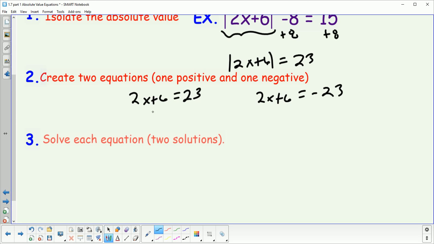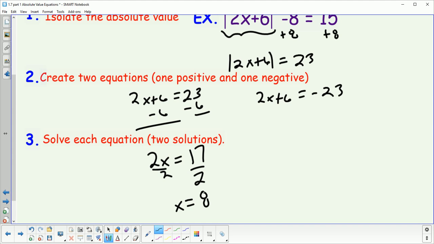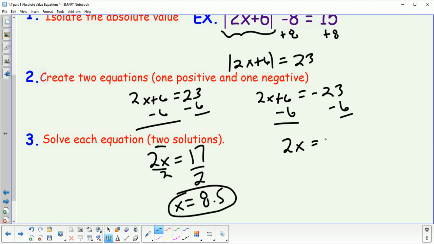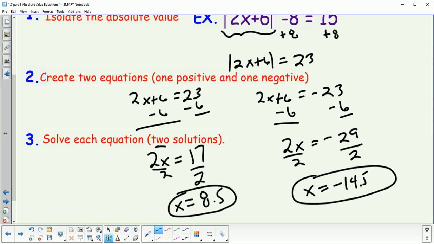We're going to solve each equation, and to get rid of that plus 6, I'm going to subtract 6 from both sides, which will give us 2x equals 17, and then divide both sides by 2. And so our first answer is x equals 8.5. Remember, we're going to have two solutions, so the first one is 8.5. We do the same steps over here. We subtract 6, but we get different values this time, because now we have 2x equals -29. Same last step, we divide by 2, and so x equals -14.5, and there is our second solution.